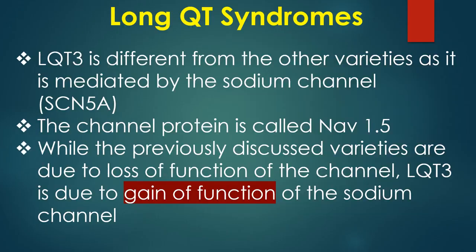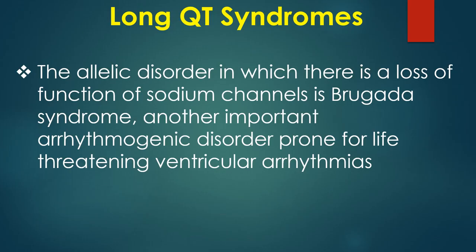LQT3 is different from the other varieties as it is mediated by the sodium channel. The channel protein is called NaV1.5. While the previously discussed varieties are due to loss of function of the channel, LQT3 is due to gain of function of the sodium channel. The allelic disorder in which there is a loss of function of sodium channels is Brugada syndrome, another important arrhythmogenic disorder prone for life-threatening ventricular arrhythmias.